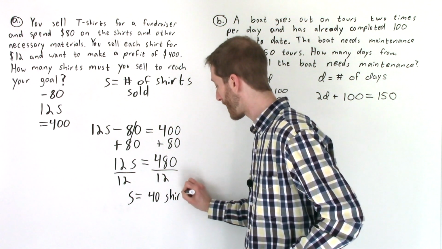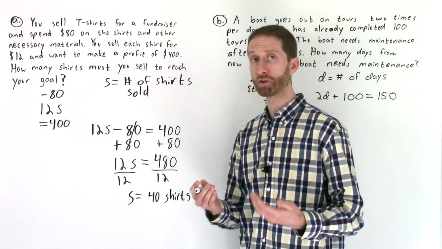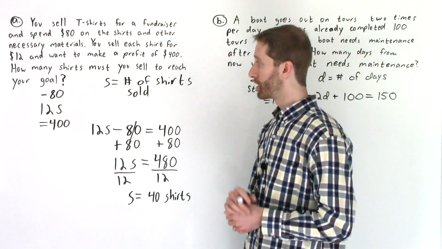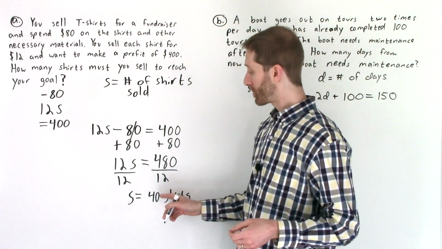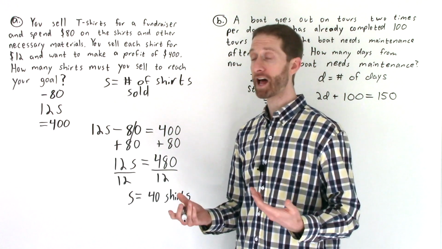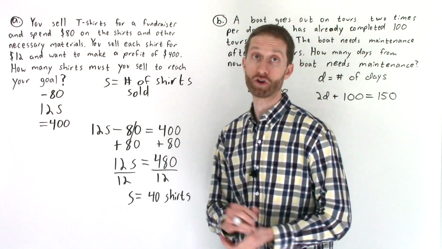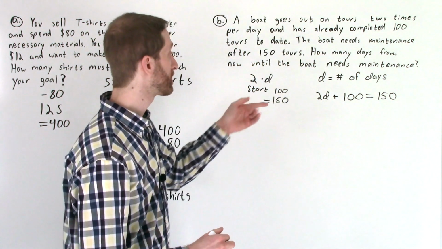Depending on your teacher, they might ask you to rewrite that as a full sentence. I must sell 40 shirts to reach my goal. You could check that answer. Well, if I do 40 times 12, that's $480 minus the $80 that we spent gives us our $400 profit. All right, on to this problem here.